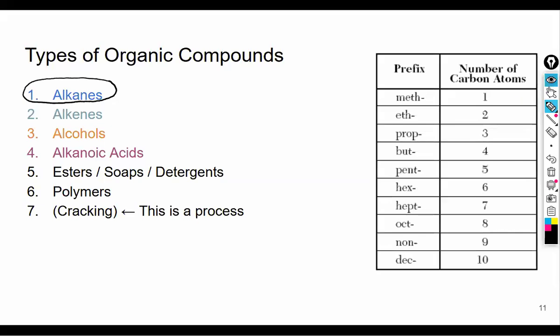Remember, all organic compounds have carbon. Any organic compound that has 1 carbon atom in it, its name will start with meth. If it has 2 carbons in it, you can bet all your money, its name will start with eth. 3, its name will start with prop. 4 is but. 5 is pent. And so the list goes on.